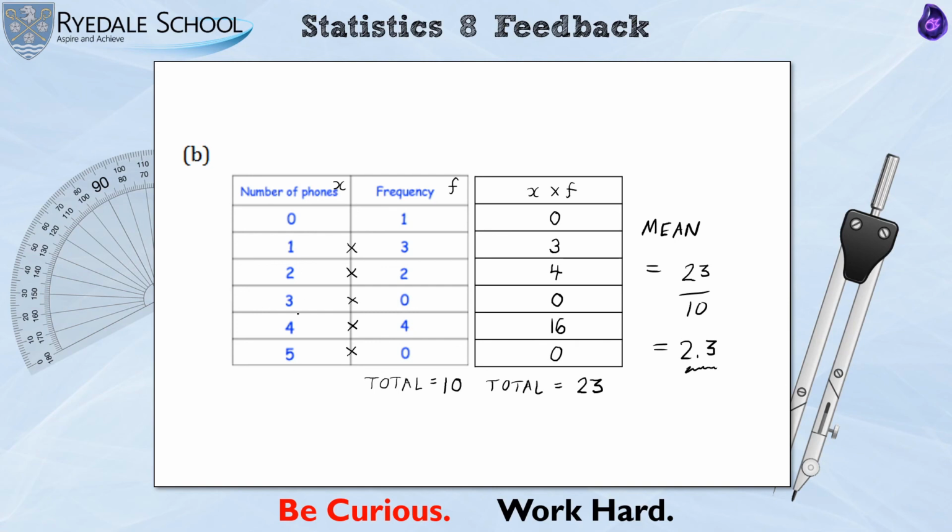Again, looking at the numbers, the number of phones is between 0 and 5, so 2.3 sounds like a reasonable answer for the mean.